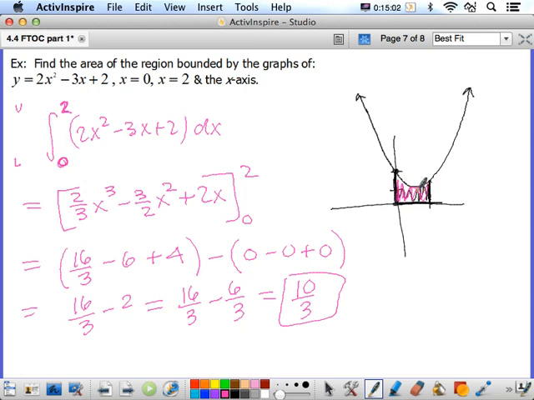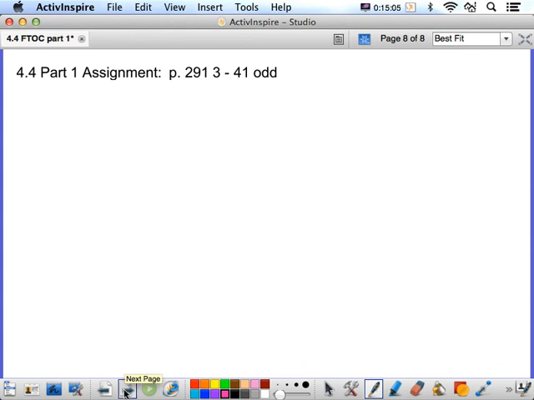So, all right. So for this practice, we're gonna do 3 through 41 odd. And in class next time, we'll look at the second fundamental theorem of calculus.